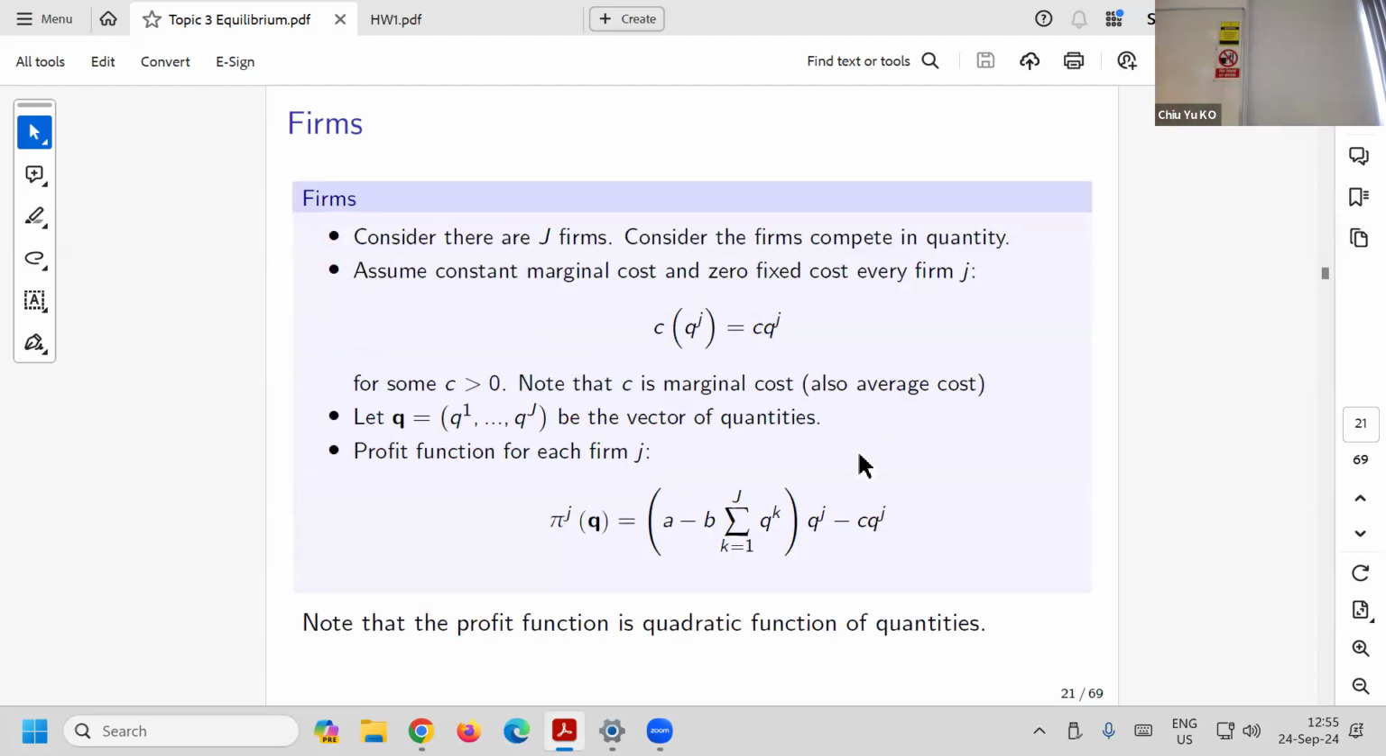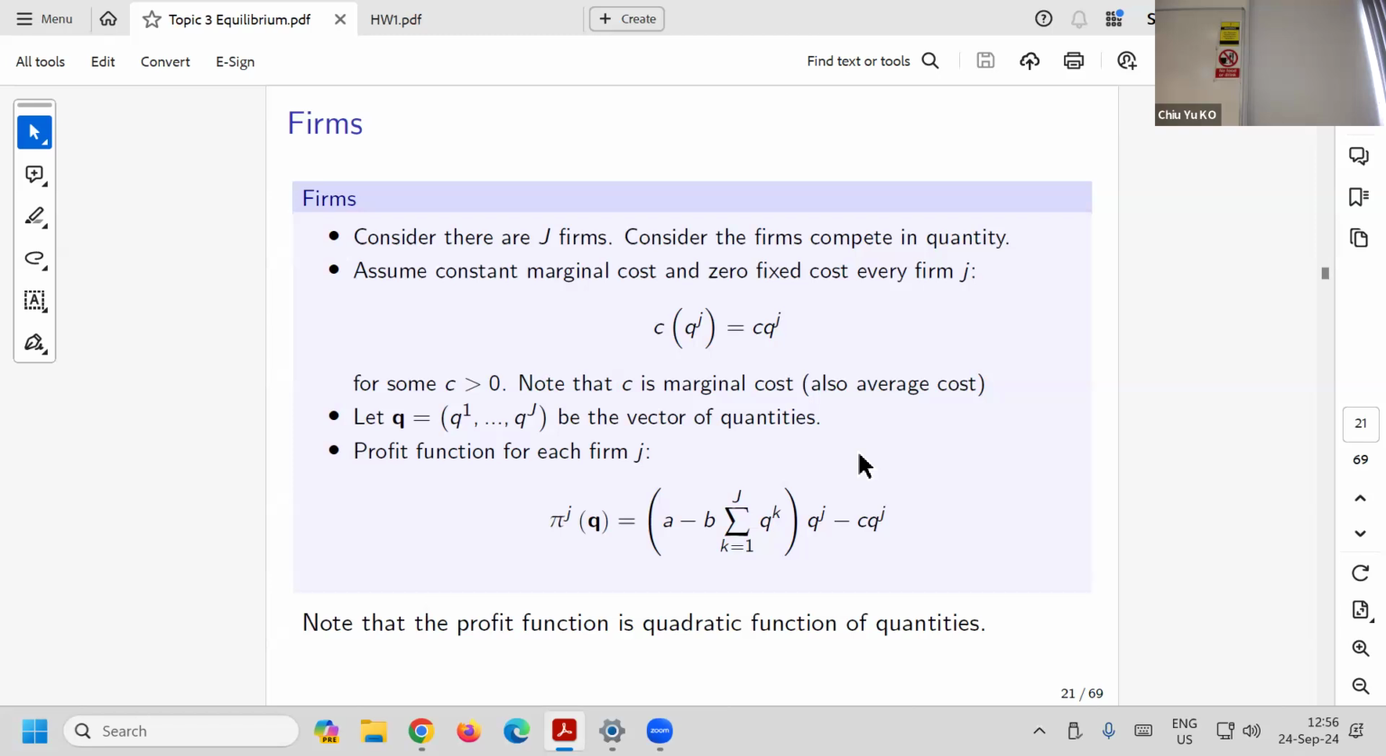So the J firms, now do note that the J is exogenous given in this model. J is not an endogenous choice. Okay? And each firm has constant symmetric marginal cost, small c times qj. And there's no fixed cost, because the marginal cost is the same as the average cost.